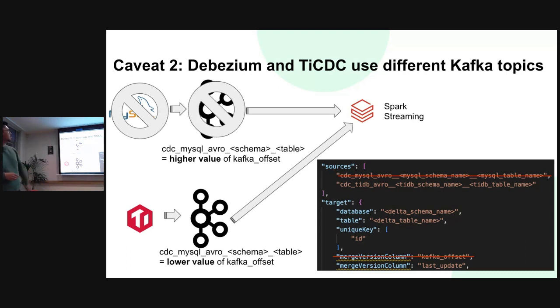So ideally, if we live in a simple world, we just ask Spark streaming to stop consuming from the Debezium topic and switch to the TiCDC Kafka topic, and that's it. And we tried it actually and it didn't work. And why?